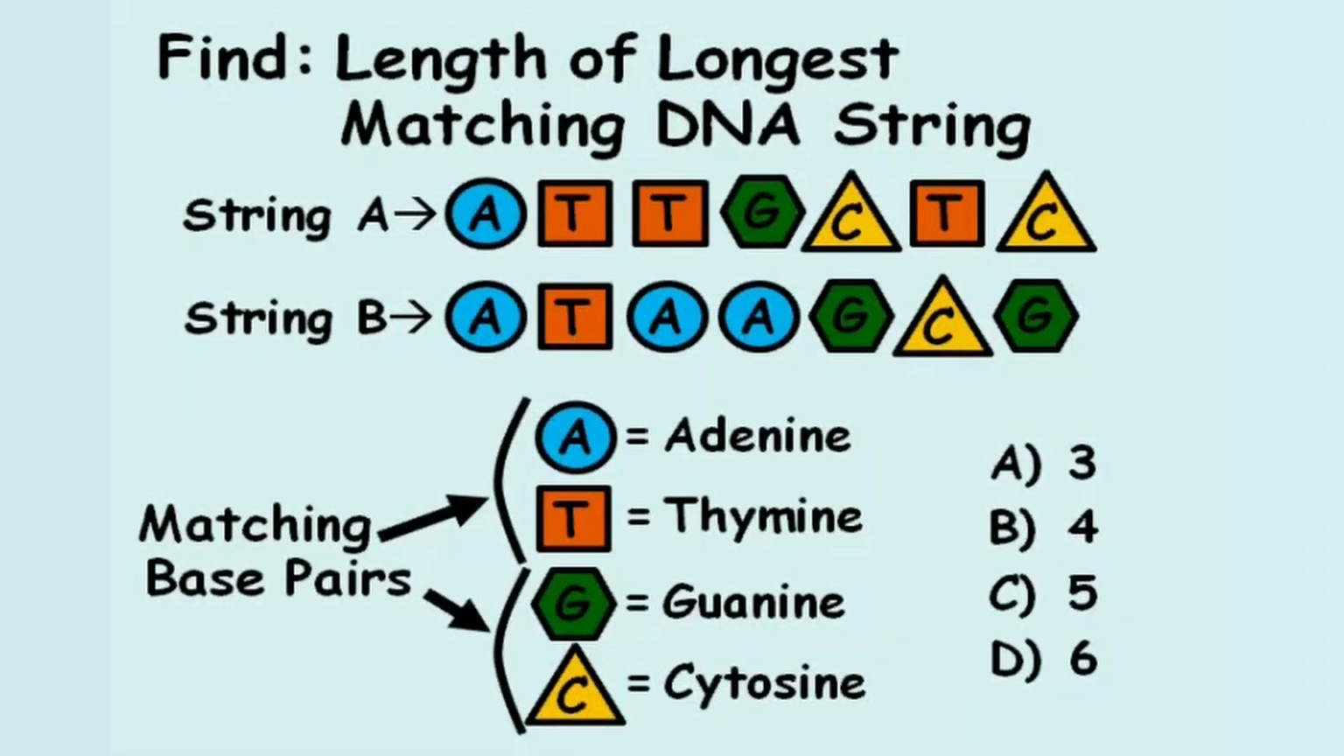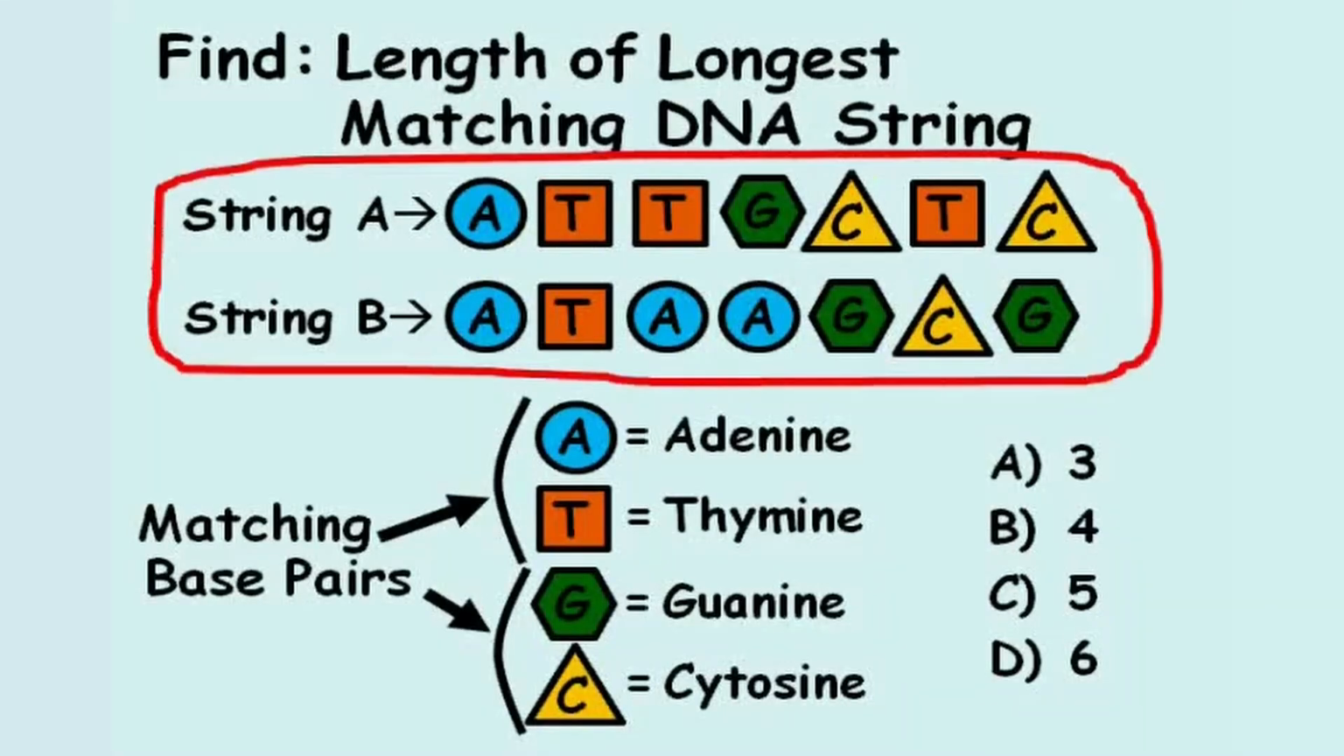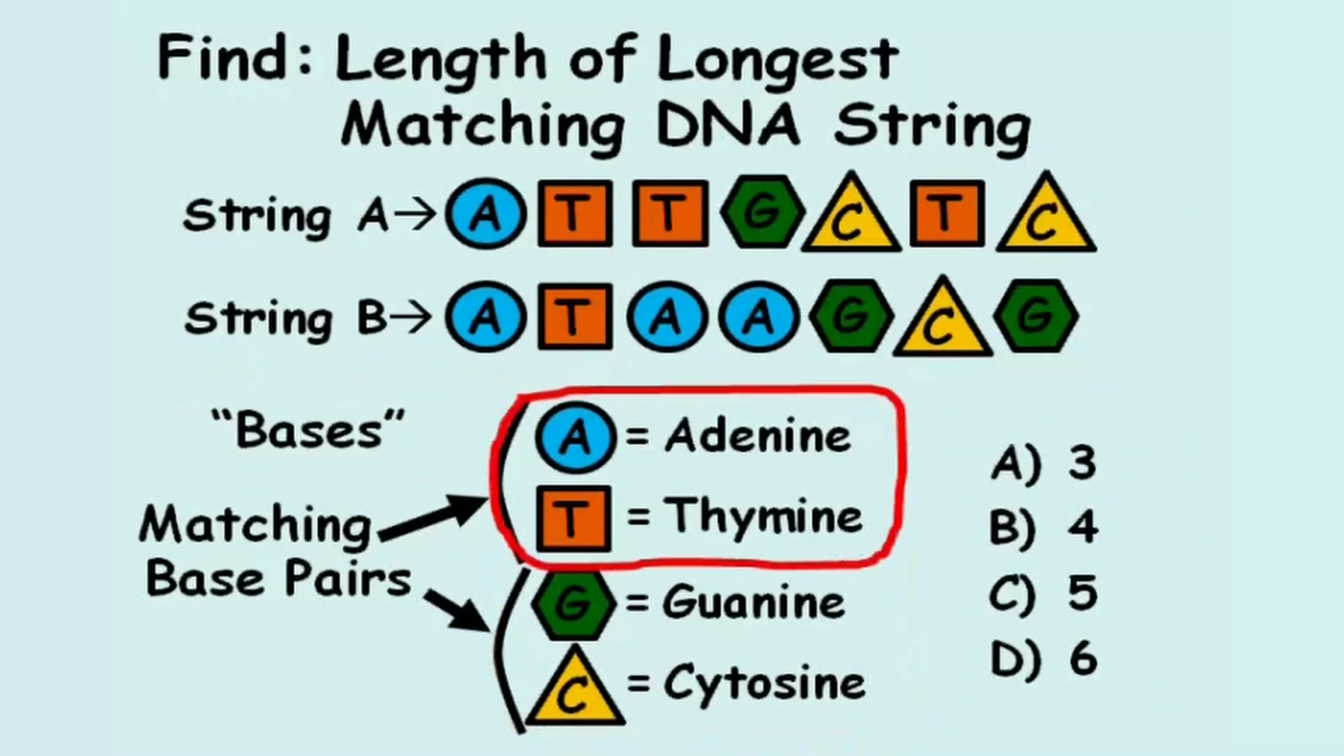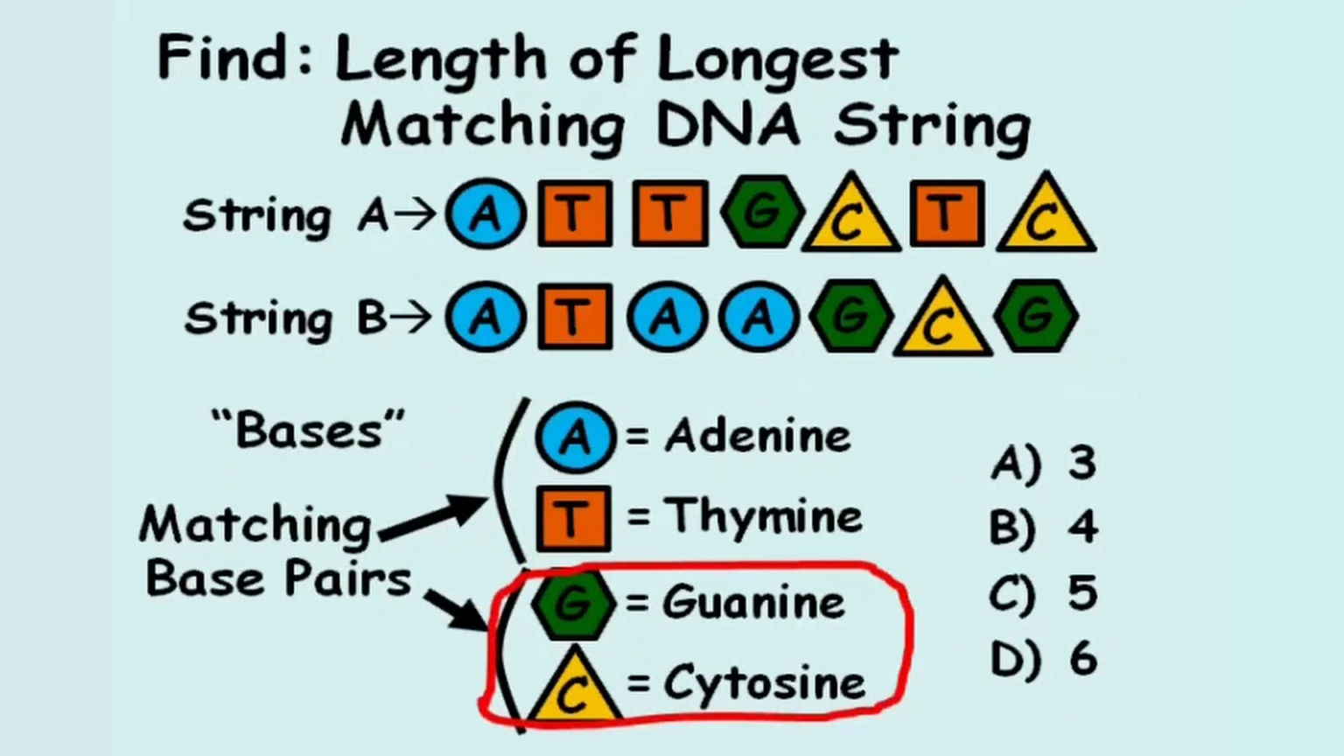Find the length of the longest matching DNA string. In this problem, two strings of DNA are provided. The strings are composed of four different types of molecules called bases, where adenine and thymine form a matching base pair, and guanine and cytosine are also a matching base pair.